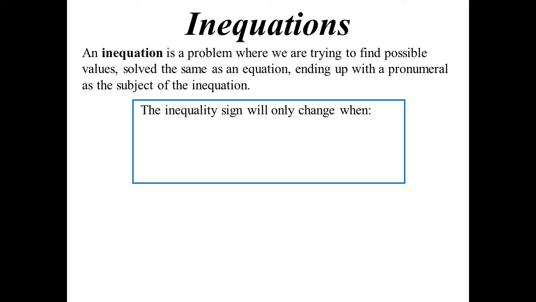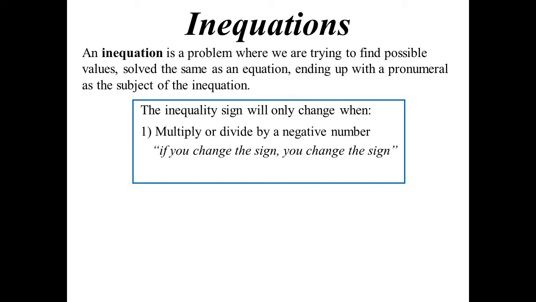There is a difference though. A couple of key things to remember when you're solving this, unlike in an equation. If you multiply or divide by a negative number, then you've got to change the inequality sign. Now the way I always remember that is if you change the sign, you change the sign. So if you change the sign of the number, you change the inequality sign that's between them as well.